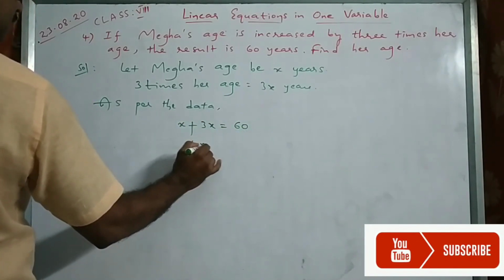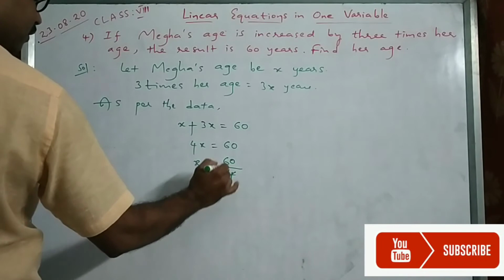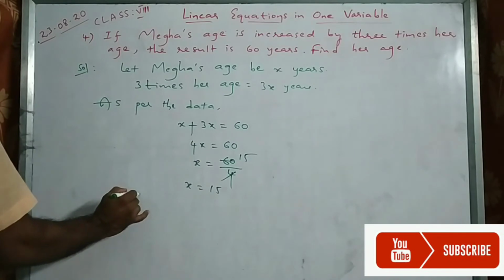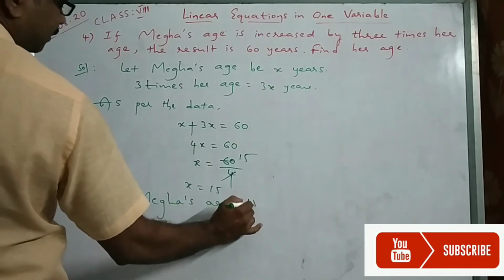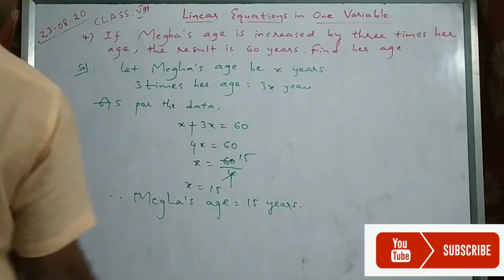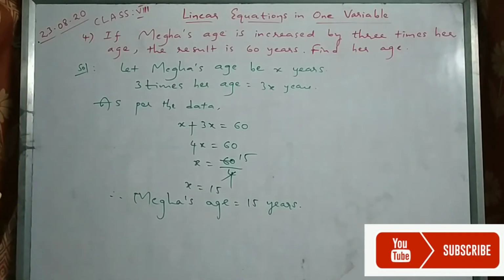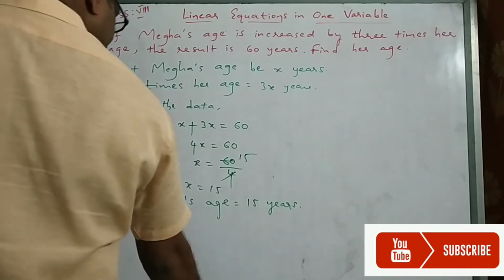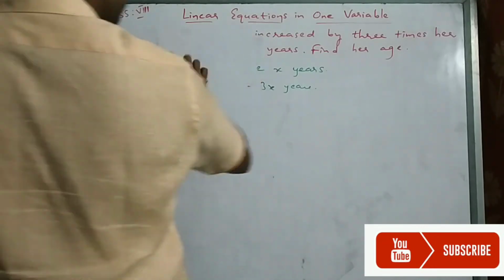So 3x plus 1x we know is 4x. So x equal to 60 by 4, 4 fifteens, so x equal to 15. What is x there? Therefore, Megha's age equal to 15 years. Next one, fifth one we will see. These are all linear equations only.